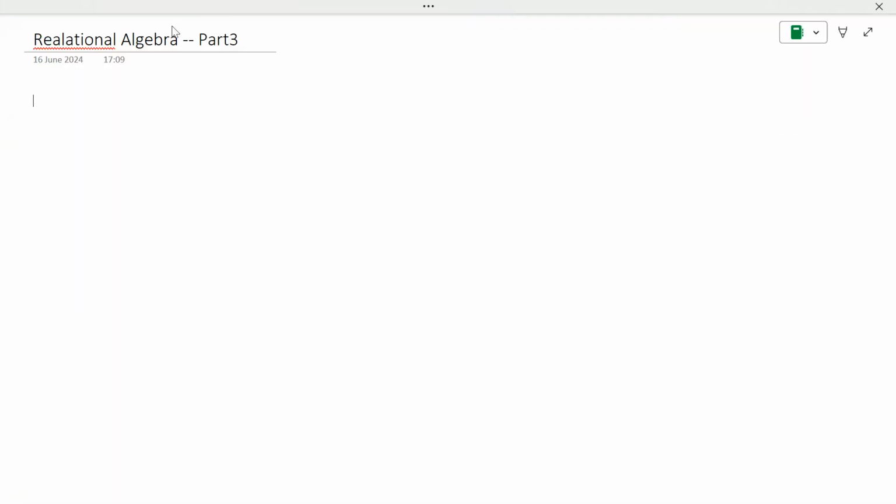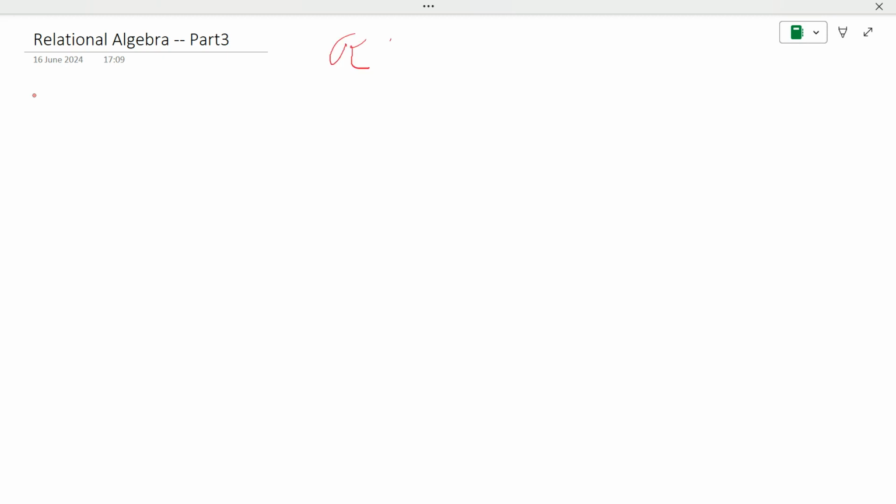Hi, all. Welcome back. Today we are going to learn about part three of relational algebra. Here we are going to see how to calculate the maximum and minimum number of tuples when we are performing a relational algebra operation on two relations.